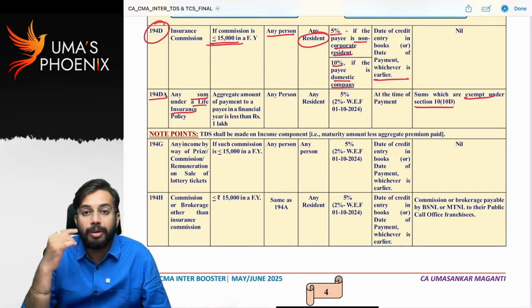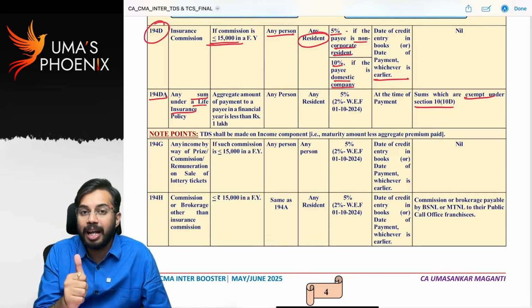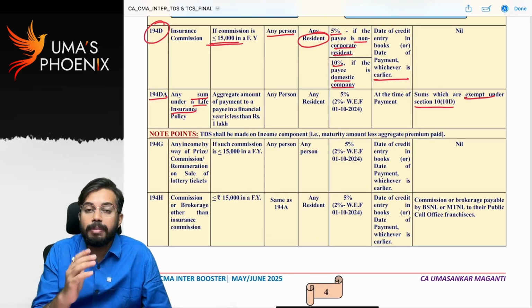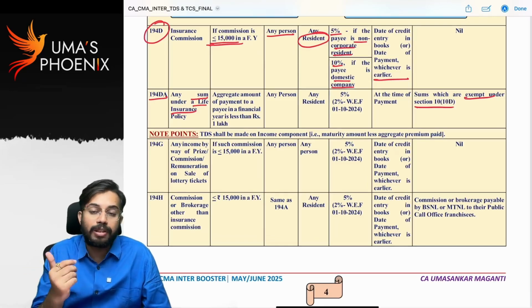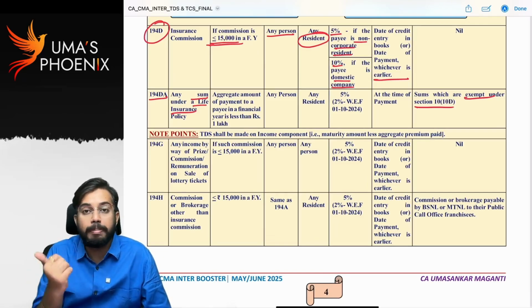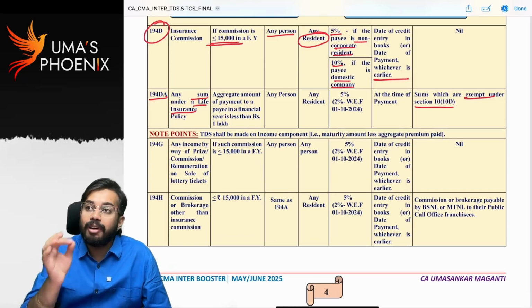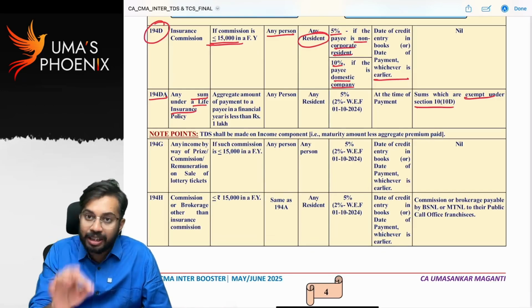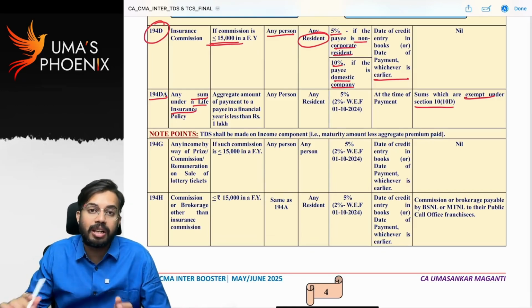Whenever the maturity amount is taxable, that is, if the actual life insurance premium is greater than 20%, 10% or 15% of sum assured, in those cases the maturity amount is taxable. Whenever the maturity amount is taxable and the maturity amount is paid, in such case TDS is required to be deducted under section 194DA.